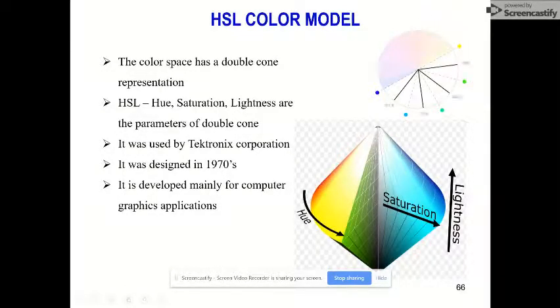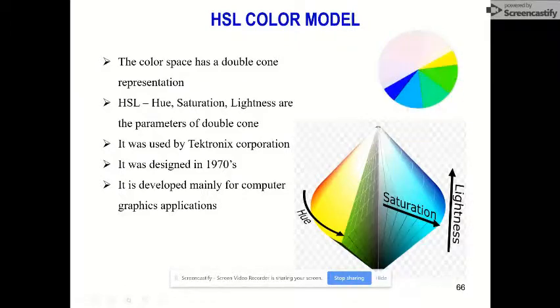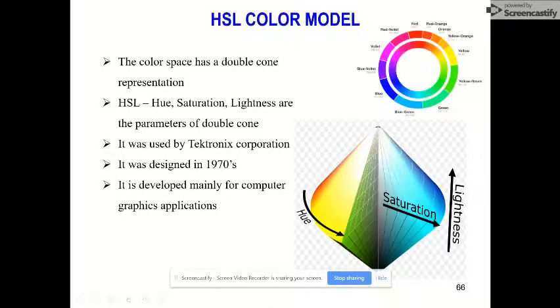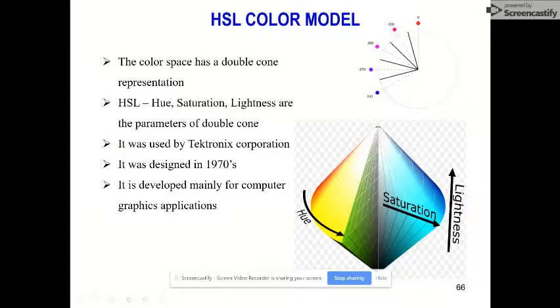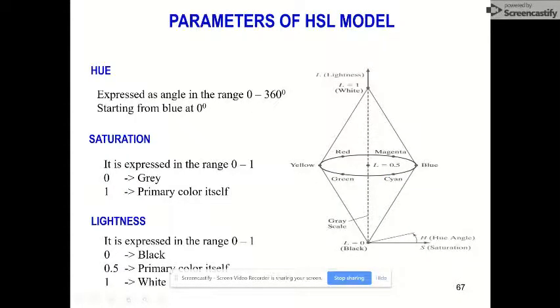When you increase the lightness beyond 0.5, you will get the lighter version of the color. When the lightness is at 1, you will get pure white. When the lightness is at 0, you will get pure black. Likewise, when the saturation is at 0, you will get white or gray, and when the saturation is at 1, you will get the pure color. And I forgot to tell, in this color model, the representation is done by two cones.